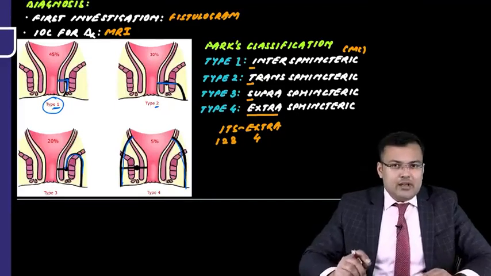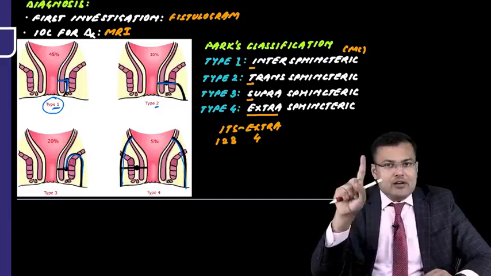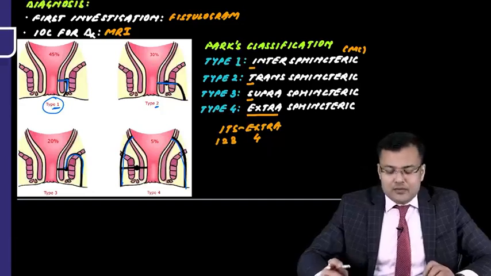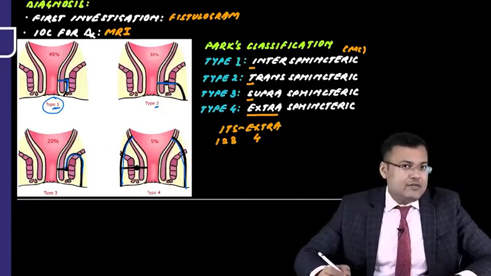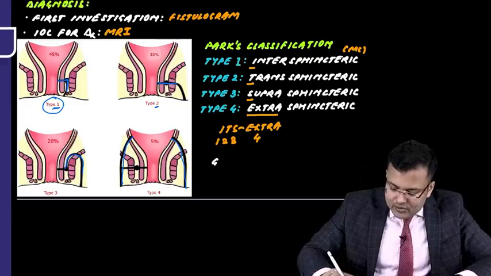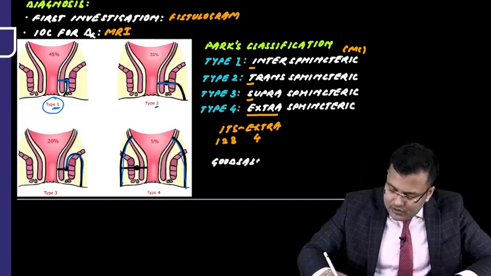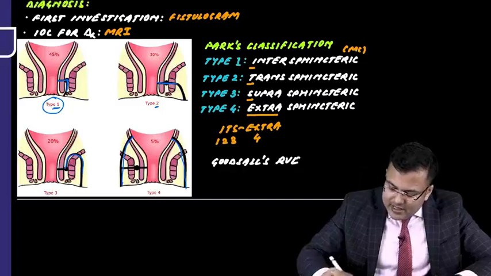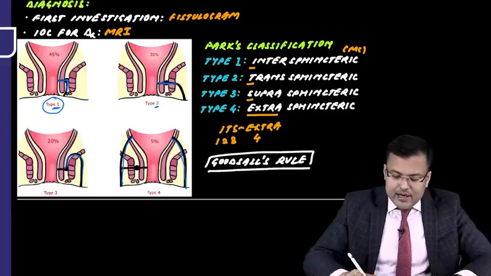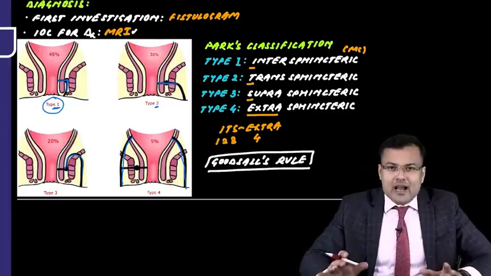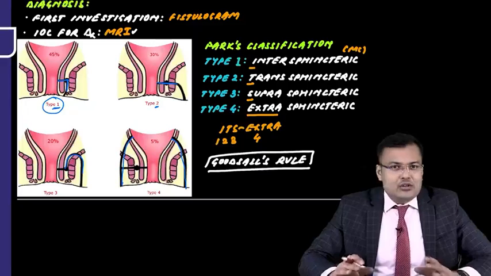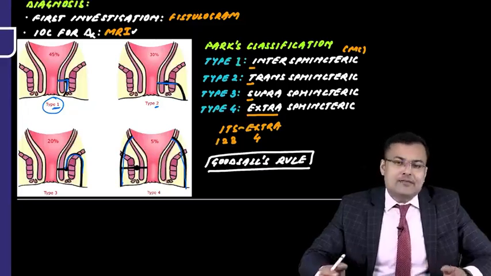In patients of fistula in ano, you can visualize the external opening. For internal opening localization, we perform digital rectal examination. If it is difficult to localize the internal opening, which rule is used for localization of the internal opening on the basis of the location of the external opening? The name of the rule is Goodsall's rule. But since we have MRI, MRI tells you everything about the tract, the exact location of the internal opening, and secondary tracts. So that's why it's not required, but it is asked frequently in exams.